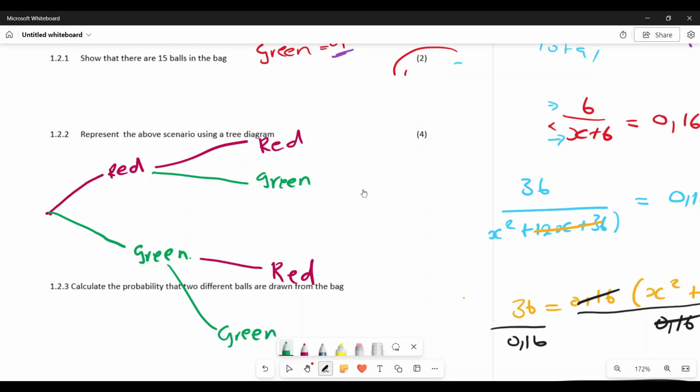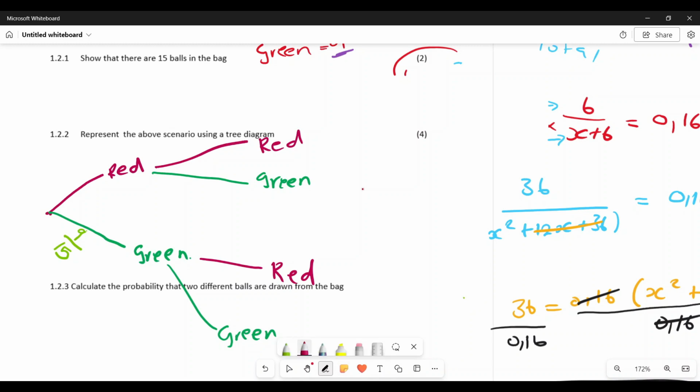Now, let us write our respective probabilities. What is the probability of you choosing a green ball when you first put your hand inside the bag? Remember, how many green balls do we have? We have 9 green balls. And what is the total number of balls? There are 15.